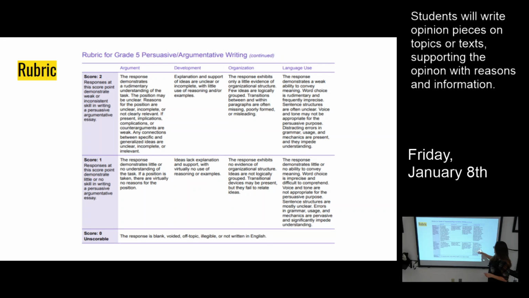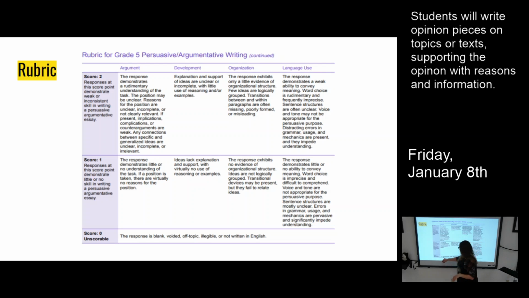Word choice is imprecise and difficult to comprehend. That may mean your spelling is so off or your typing is so off we cannot read it. Voice and tone are not appropriate for the persuasive purpose. Sentence structures are mostly unclear. That could be like a long run-on sentence. Errors in grammar usage and mechanics are pervasive and slightly impede understanding, meaning we cannot understand it.